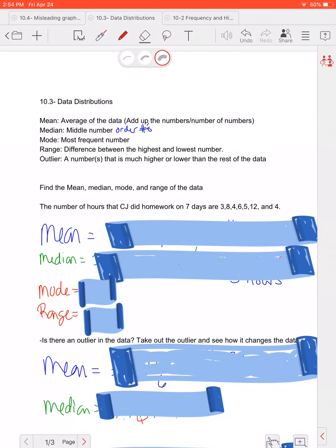So we're going to find the mean, median, mode, and range of the data set. So we have the number of hours that CJ worked on homework for 7 days. We have 3 hours, 8, 4, 6, 5, 12, and another 4 hours.